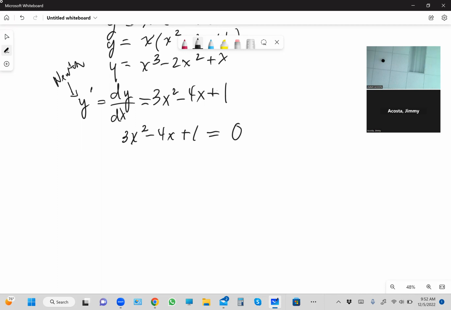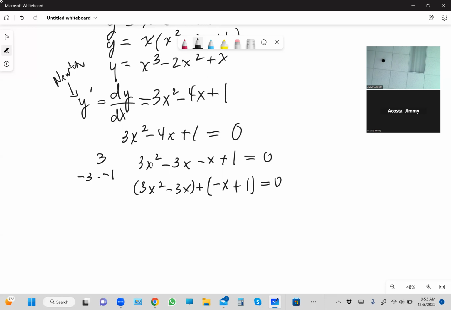Yeah, 3 times 1 is 3. And then two numbers, -3 and -1, right? And so we have 3x squared minus 3x minus x plus 1 equals 0. So we have two groups. We have this group here plus that group there. So this is factoring by grouping. And so I'm going to factor a 3 and an x here. That's x minus 1 plus -1 times x minus 1 equals 0.